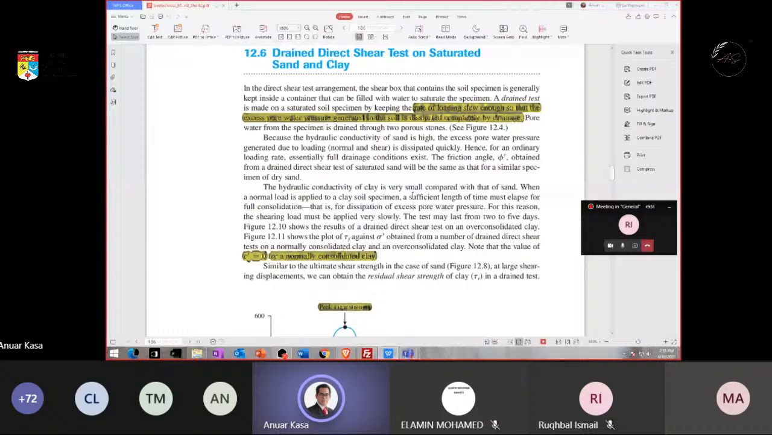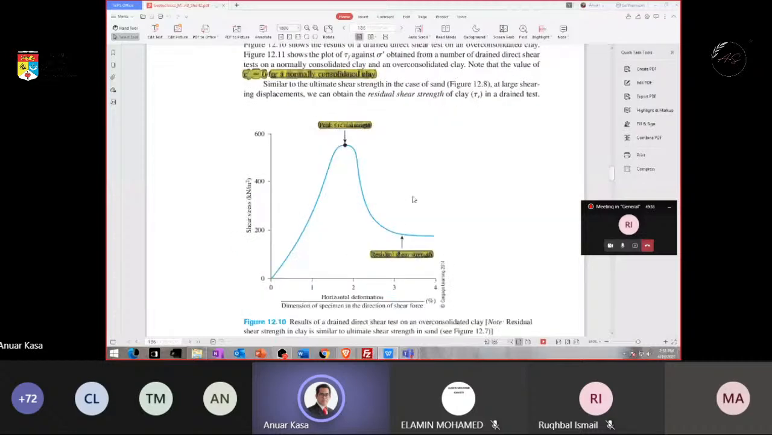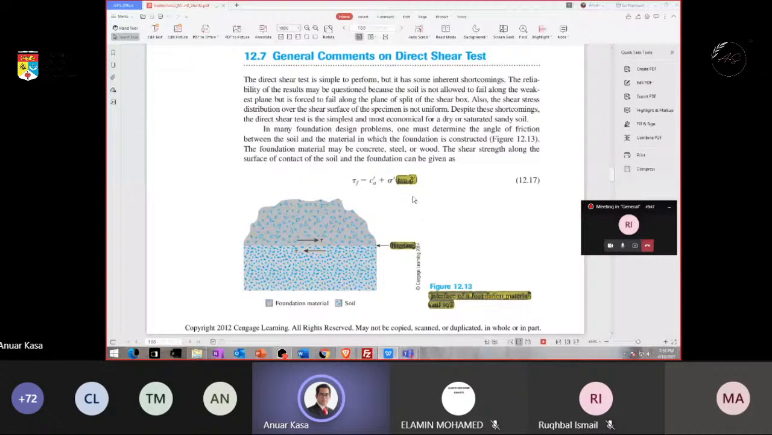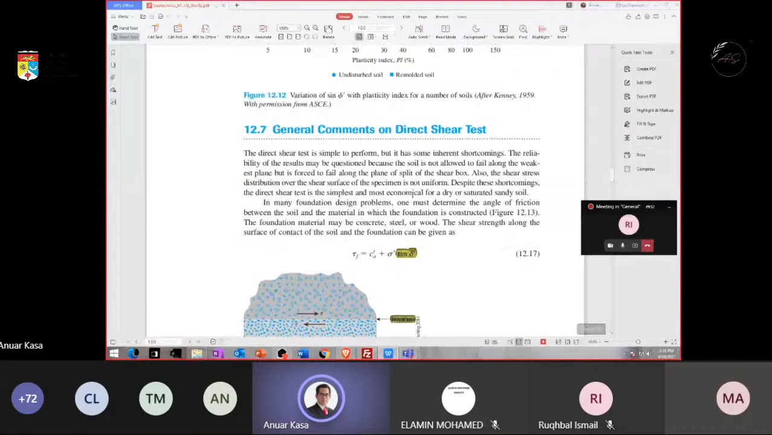Okay. If you go over the example, you will understand how to do the lab test. It gives you, for example, the result of the lab, and then it shows you how to calculate the stress and the shear stress and so on.